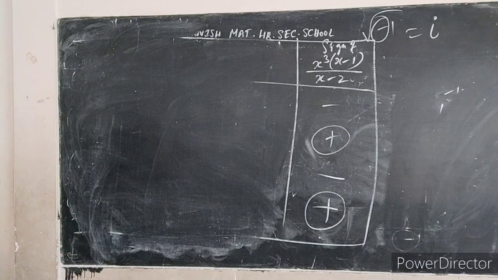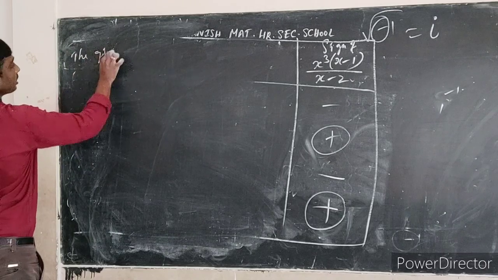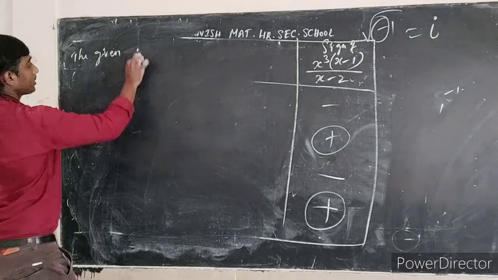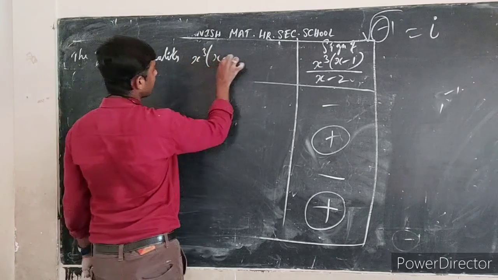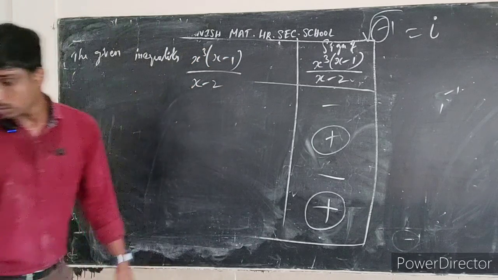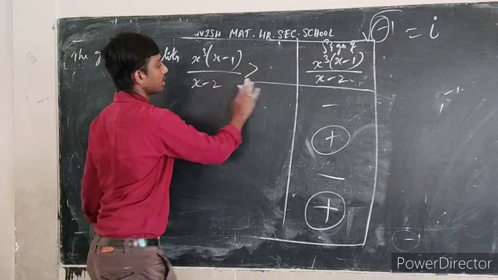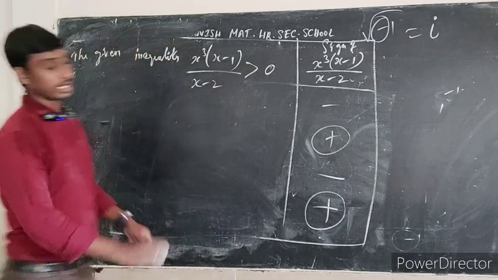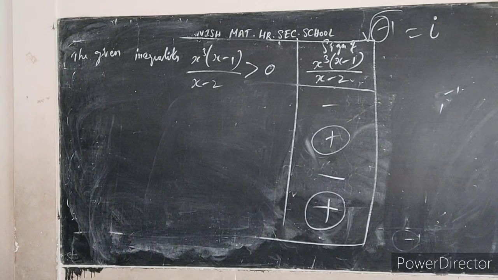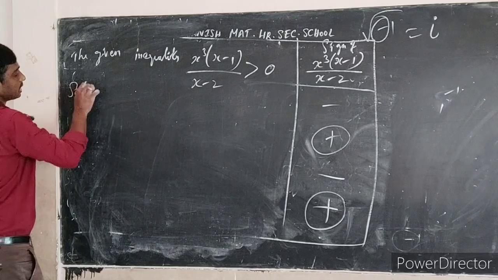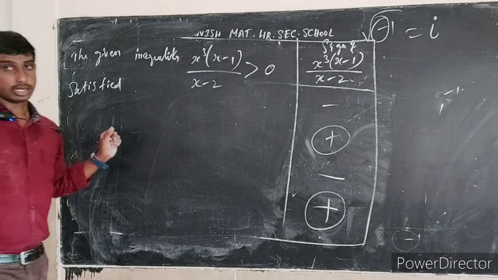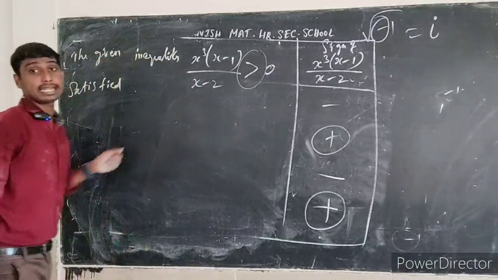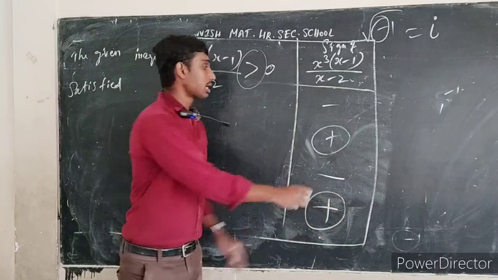So what is the procedure we are going to follow for the given inequality, x cube times x minus 1 divided by x minus 2, that will be greater than 0. So the condition here is greater than 0. What values are we getting here for greater than 0? That is satisfied only by taking positive values. In this rational function, what is the condition here? Greater than 0. These values come as greater than 0.